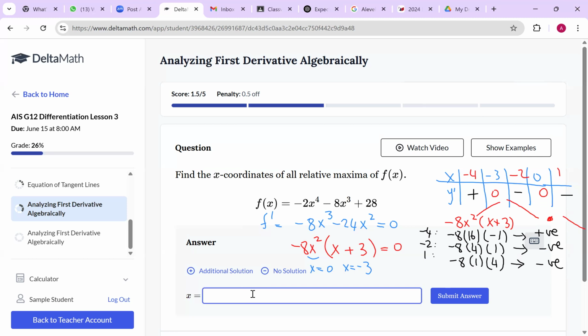We can obviously see here that this point here is a maximum. The 0 here is a maximum because it's at the top, and they want the coordinate of the relative maxima. So the value is -3.